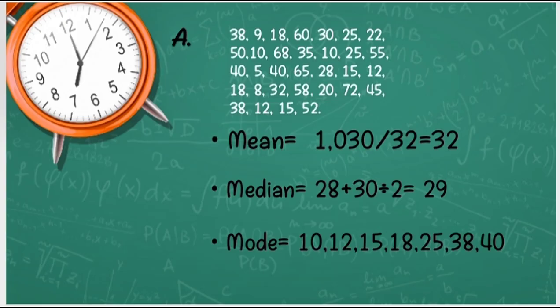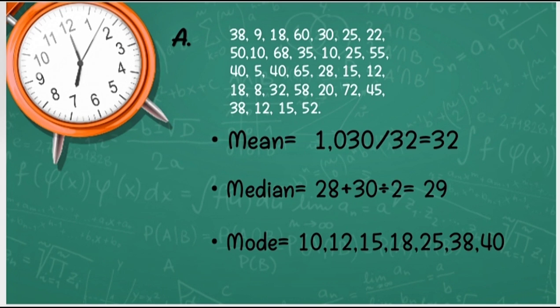I am Diana Fiorao, assigned to solve problem letter A. The first question here is to compute the mean, median, and mode. To compute the mean, we need to add all the given numbers and divide it by how many numbers. The total of the numbers amounted to 1030. Divided by 32 will result to 32.